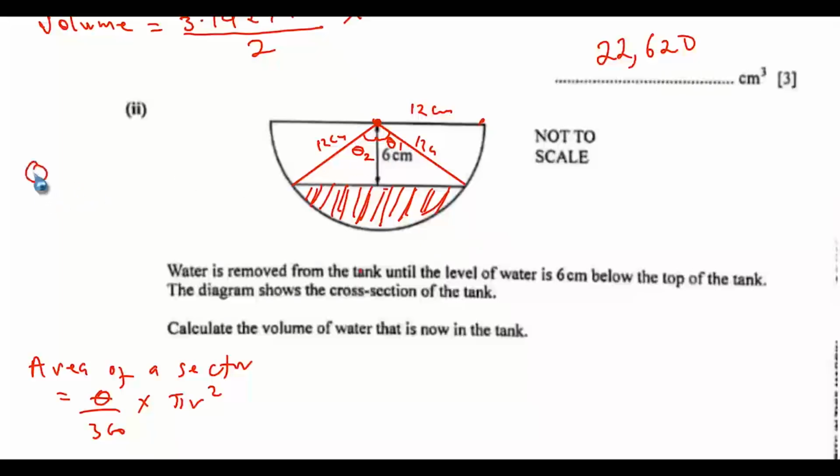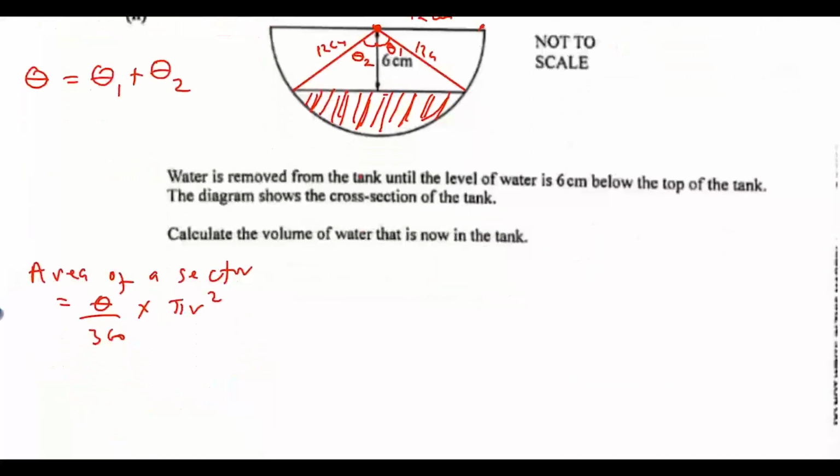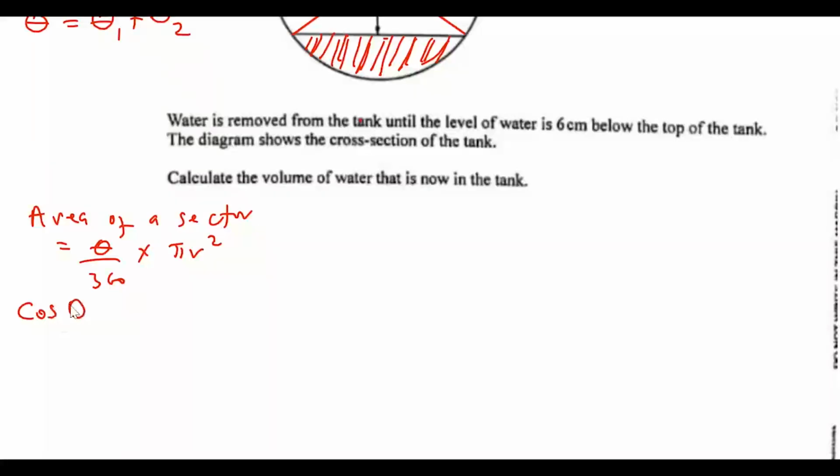So our theta will be theta 1 plus theta 2. We can write it here: theta equals theta 1 plus theta 2. That will be the center angle. To get that, we can use this triangle here. This is the opposite, this is the adjacent, and this is the hypotenuse. We know the adjacent and the hypotenuse, so we can use cos theta. So cos theta equals the adjacent, 6, over the hypotenuse, 12. So we have cos theta equals 0.5 or 1 over 2.